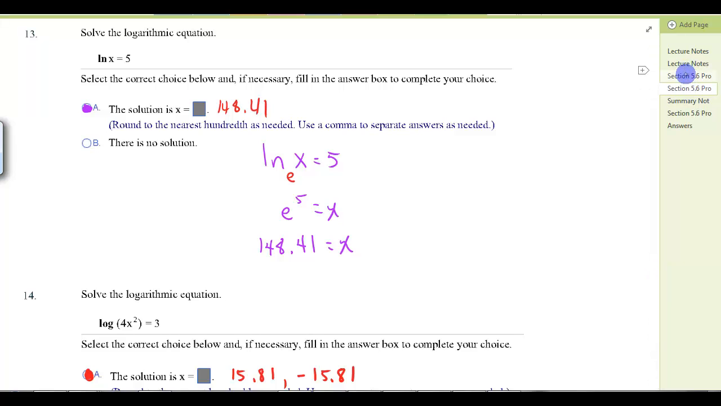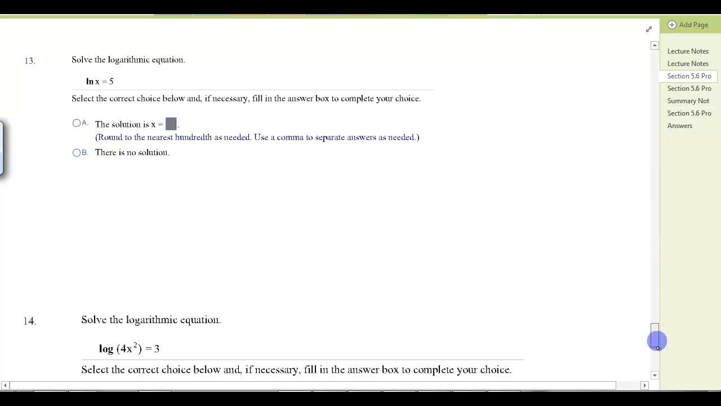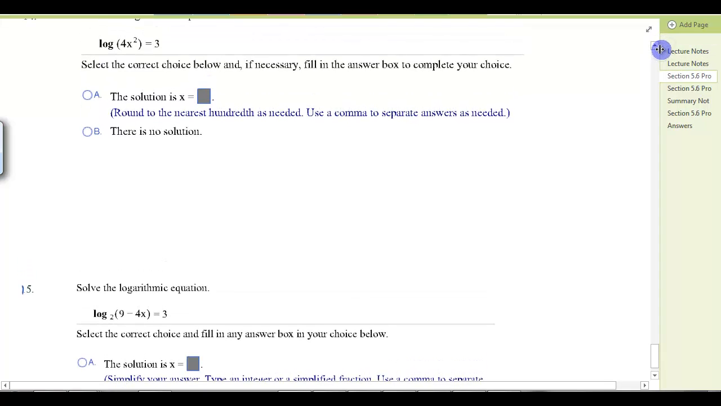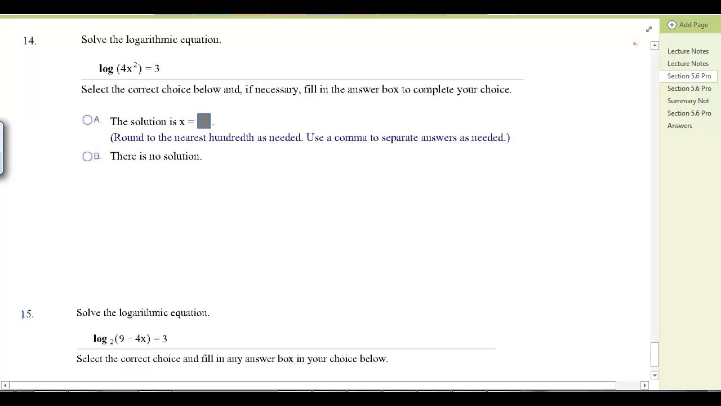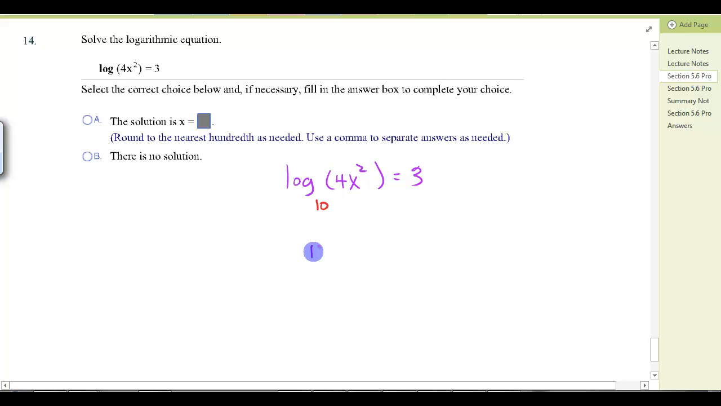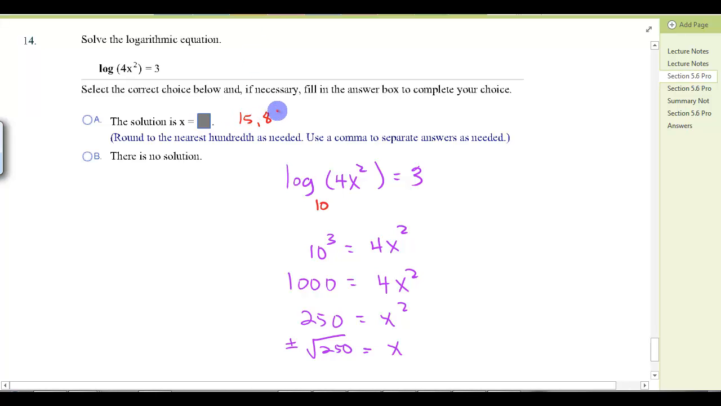All right. Let me go back to here. Get the right question here. All right, so we're on 14. All right, we have another log equation, and we'll write it down here. All right, the base is understood to be 10. So we're going to rewrite that now as 10 cubed, 10 to the third, equals 4x squared. So 1,000 equals 4x squared. This is like our sample that we did. 250 equals x squared. And so x is the square root of 250. And that's going to be a positive 15.81, negative 15.81.